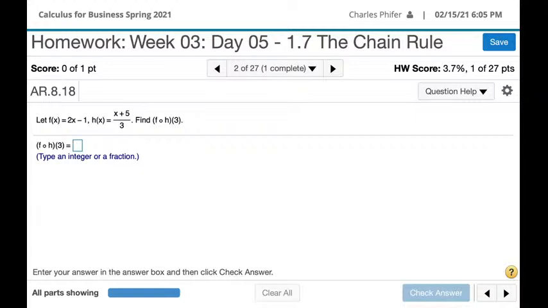So this is the question. These questions come from section 1.7, the chain rule.